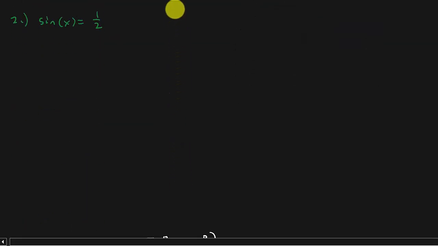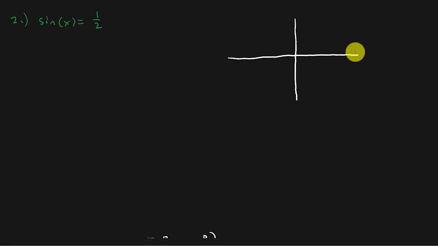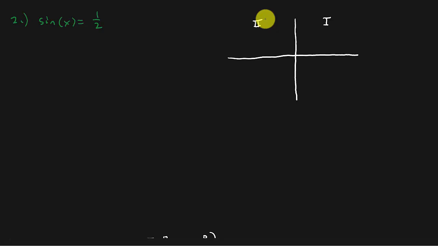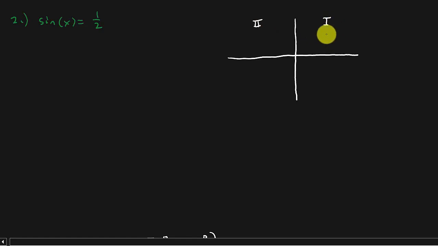Sine x equals 1/2. Sine is positive 1/2. So where is our solution? It's in the first and second quadrant. Sine is positive in the first and second quadrant. Is our reference angle one of our solutions? Yes, because it's in the first quadrant.